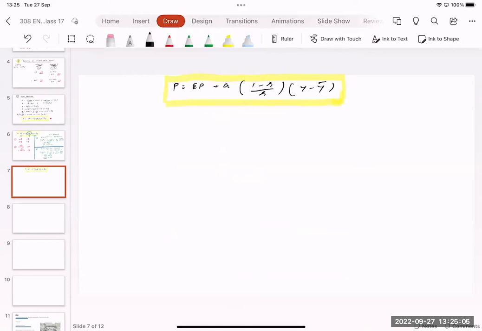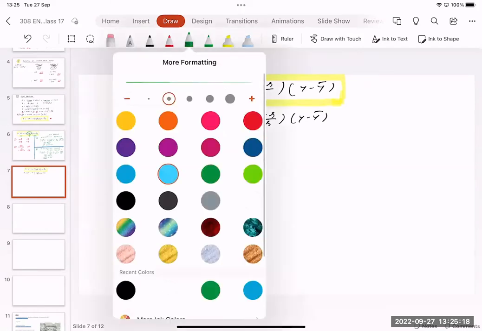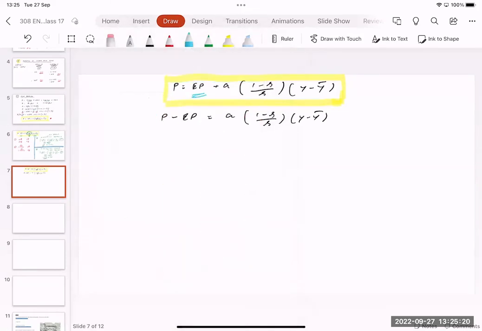The first thing is I just move EP to the other side. I'm going to get this one. After that, the next one, I'm going to move this term to the other side. I'm going to get S over A times 1 minus S, multiplied by P minus EP, equals Y minus Y bar. Just like this.